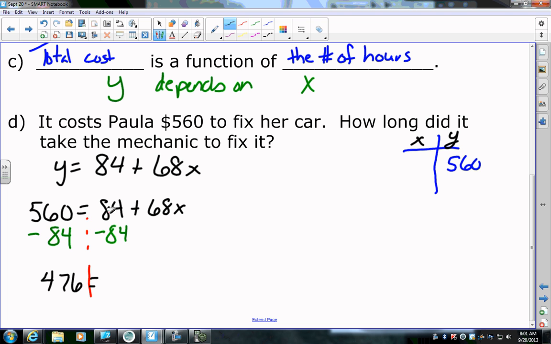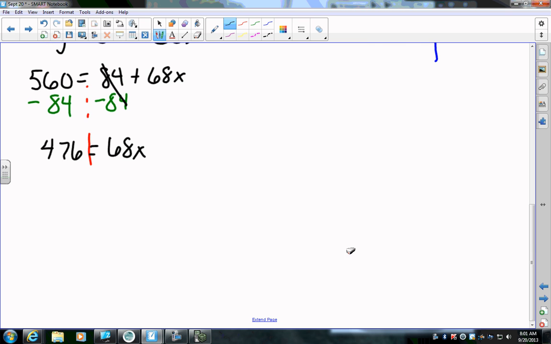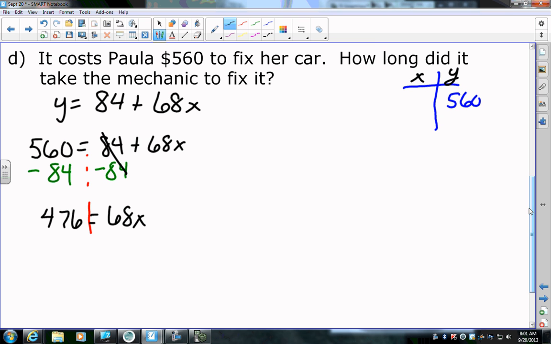476 equals, these cancel. I get 68x. From here, I would divide by 68. Again, why we need to know how to solve equations. So what is 476 divided by 68? I bet it's a fraction. Oh, it's an easy 7? Okay. So here, this would mean 7 hours.